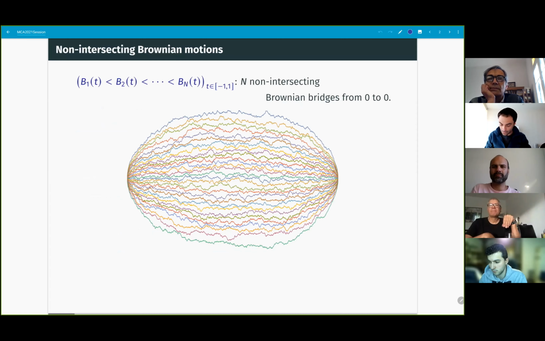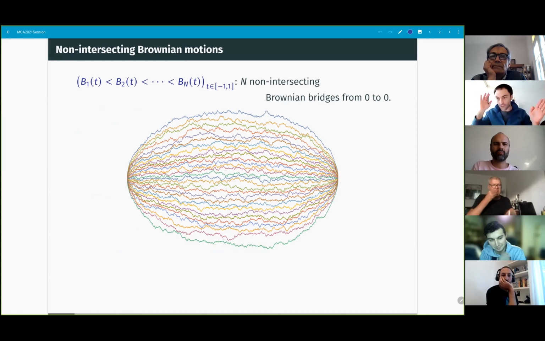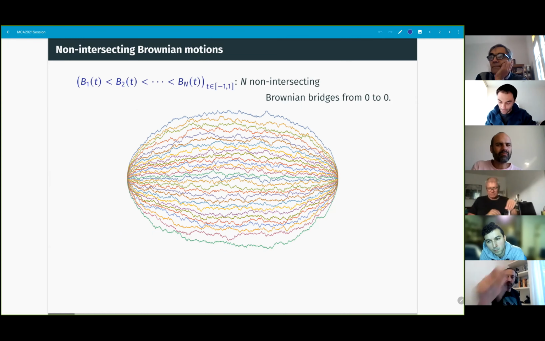So the model is this, by now, very well-known model of non-intersecting Brownian motions. These are really Brownian bridges. So I take n Brownian bridges. Time goes from -1 to 1. All these bridges go from 0 to 0, and they are conditioned not to intersect. You can do this conditioning in more than one way, but one simple way is to make them start and end at distance epsilon, and then take epsilon to 0, and this works perfectly, and you get a picture like this one.